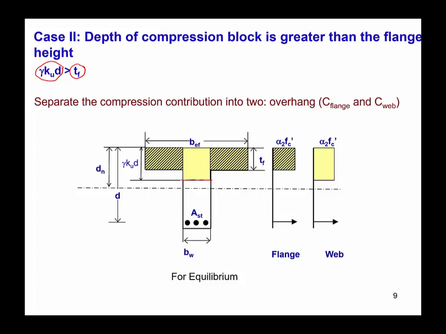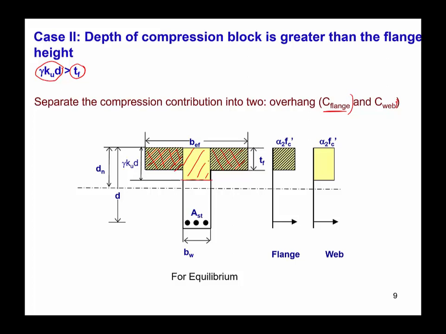We will see how we can find the moment capacity for this section. Now, when gamma ku d is greater than tf, what we do is we separate the compression contribution into two sections. We break it down into two parts. One is the overhang, C flange, that is the compression force taken by this overhang, and the second one is the compression force taken by the central web. So one is the overhang part of the flange, and one is the middle web part.